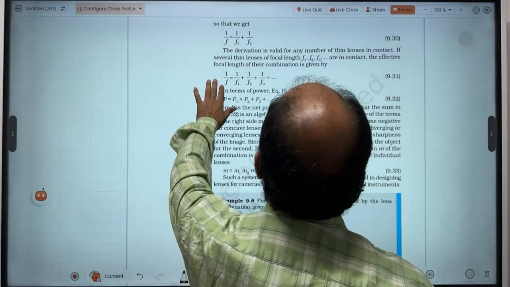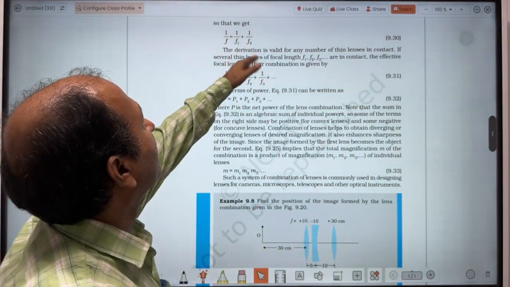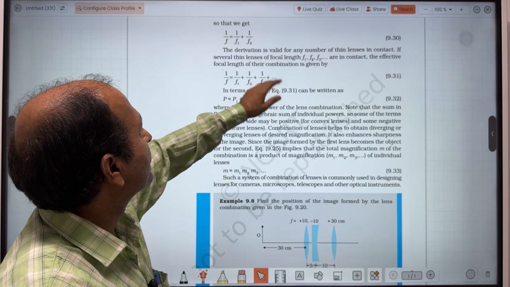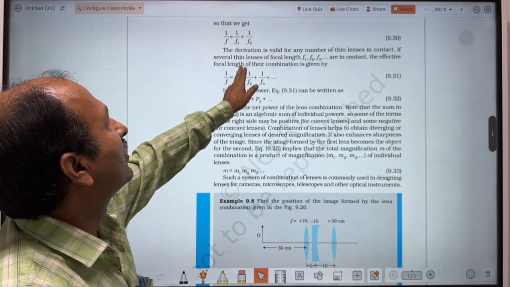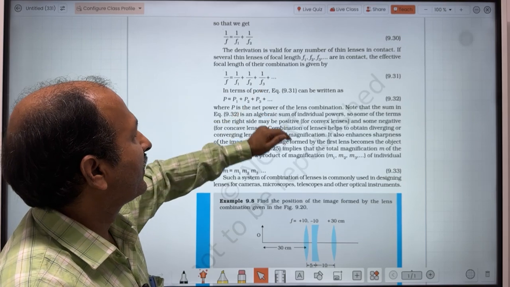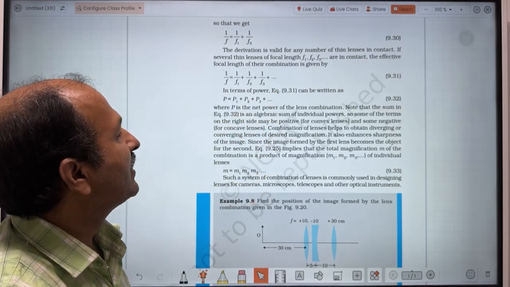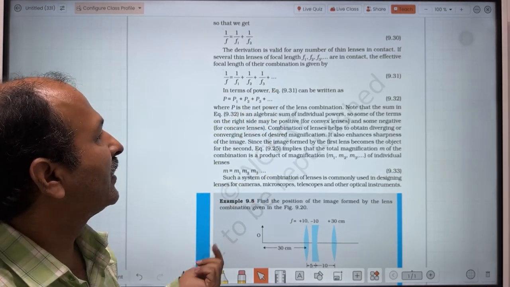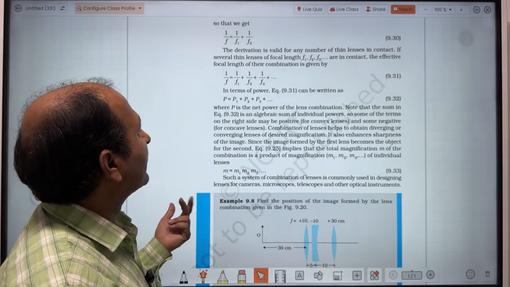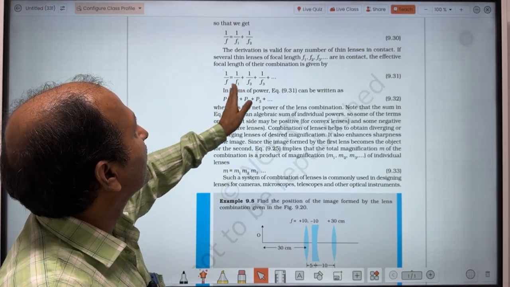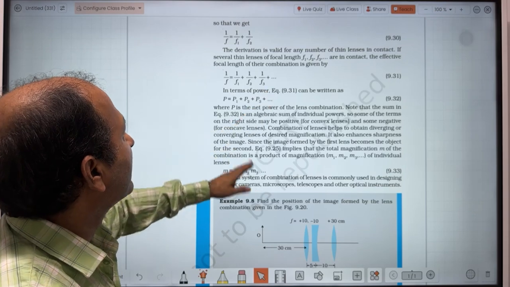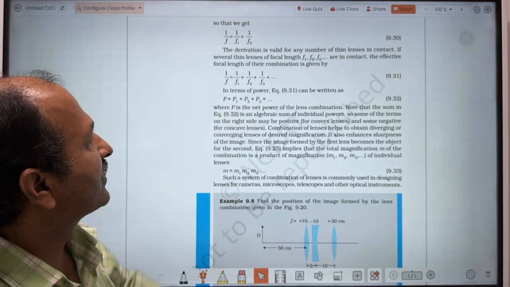Here the same thing is given for two lenses, 1 upon f equal to 1 upon f1 plus 1 upon f2. And if there are many lenses in contact, 1 upon f equal to 1 upon f1 plus 1 upon f2 plus 1 upon f3. Here the sign of f must be considered. If it is concave, in that case negative sign. If it is convex, then positive sign. And if we convert it into power, P will be P1 plus P2 plus P3, etc.